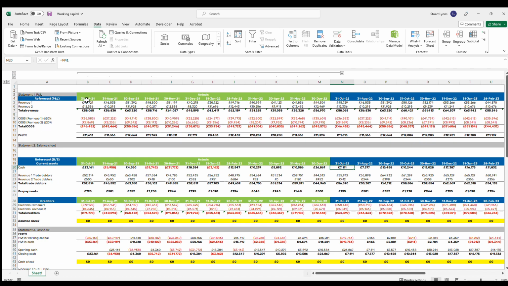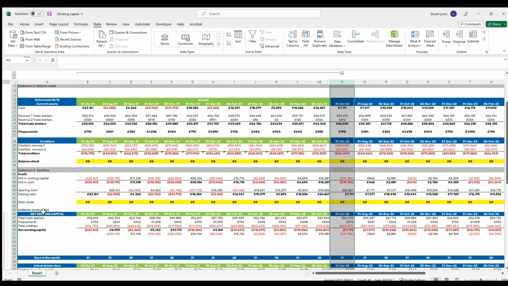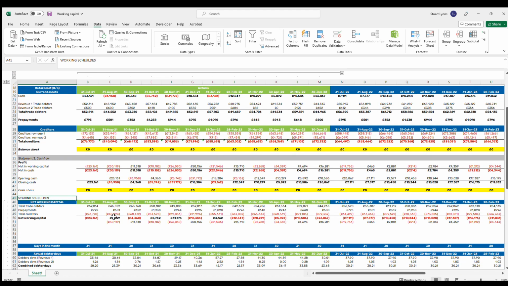So starting at the top then, I have actual revenue and cost of goods sold. I have actual balance sheet cash, actual trade debtors, actual prepayments, and actual creditors, right? And I'm going to use these actuals to calculate my debtor days and creditor days, that I then put into my forecast. Okay. So scrolling down here, you'll see working schedules beneath your three-statement model.